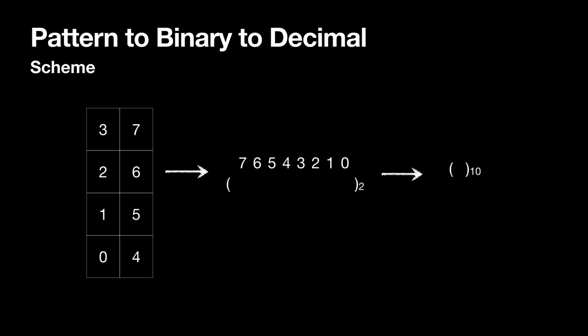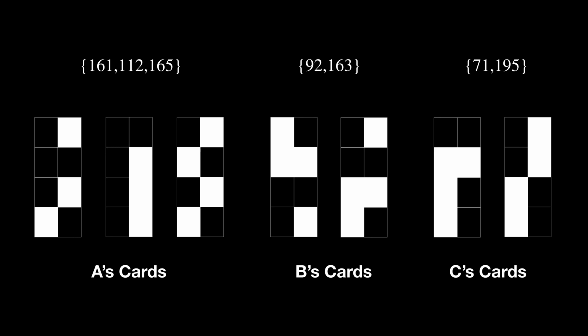To simplify the problem, we have converted the cards into decimal numbers using the following scheme. The positional values of the pattern on the cards are first converted into an 8-bit binary and then to its corresponding decimal. Hence, we can represent any card pattern with a unique integer in the closed interval 0 to 255.